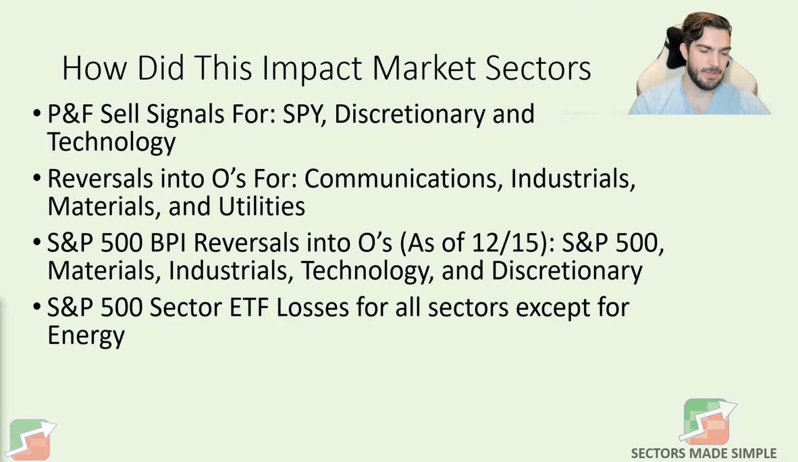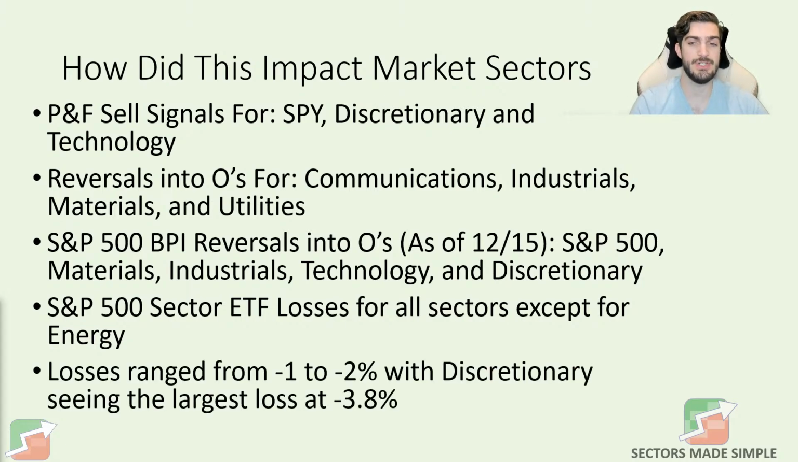Finally, if we look at prices, what we end up finding is that we saw ETF losses across the board for everyone except for energy. Energy did see just over 1% gain on the week, but losses really ranged from -1% to 2%, with discretionary seeing the largest loss at almost 4%, with a loss of 3.8%. That's all I'm really going to talk about for the market sector side of things.